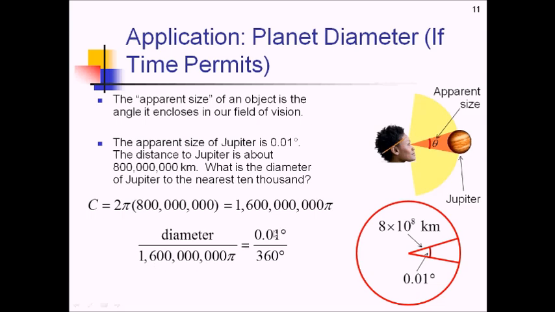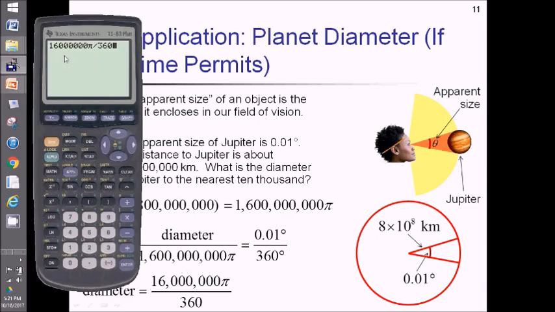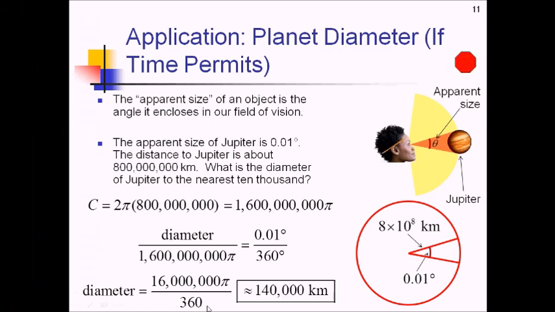Doing that's going to be pretty easy. We're just going to move the decimal over by, let's see, 1, 2. So that'll be, how many zeros? 1, 2, 3, 4, 5, 6. It'll be this number right here. We just have to divide this by 360 now. So we've got 16 million pi divided by 360 equals, they wanted the nearest 10,000 kilometers. So this is approximately 140,000 kilometers. And we didn't even have to go to Jupiter.